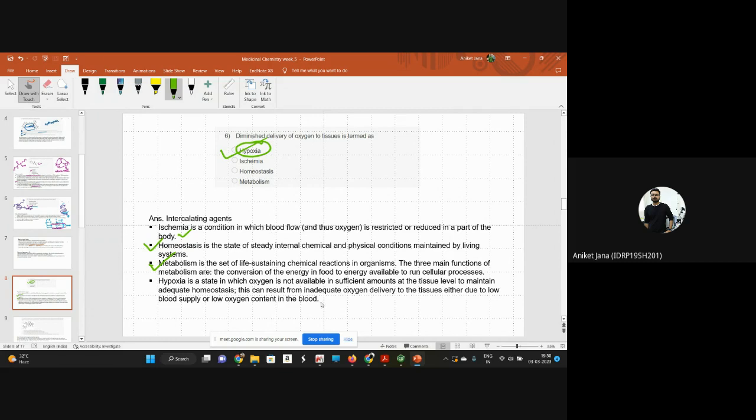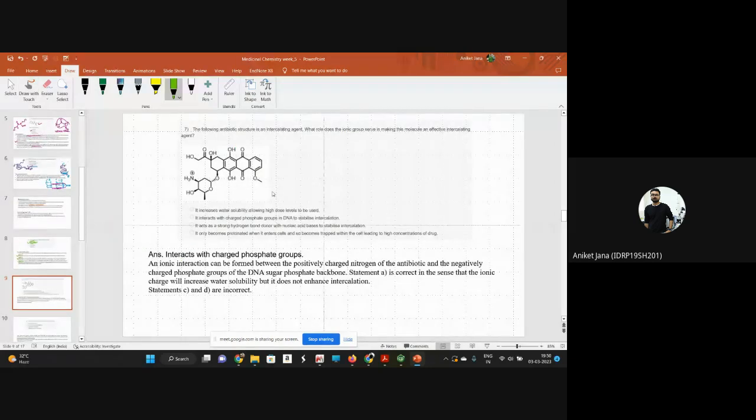Hypoxia is a state in which oxygen is not available in sufficient amount at the tissue level to maintain adequate homeostasis. This can result from inadequate oxygen delivery to the tissue, either due to low blood supply or low oxygen content in the blood. Okay, so this is hypoxia. Reduced, diminished delivery of oxygen to the tissue is termed as hypoxia.